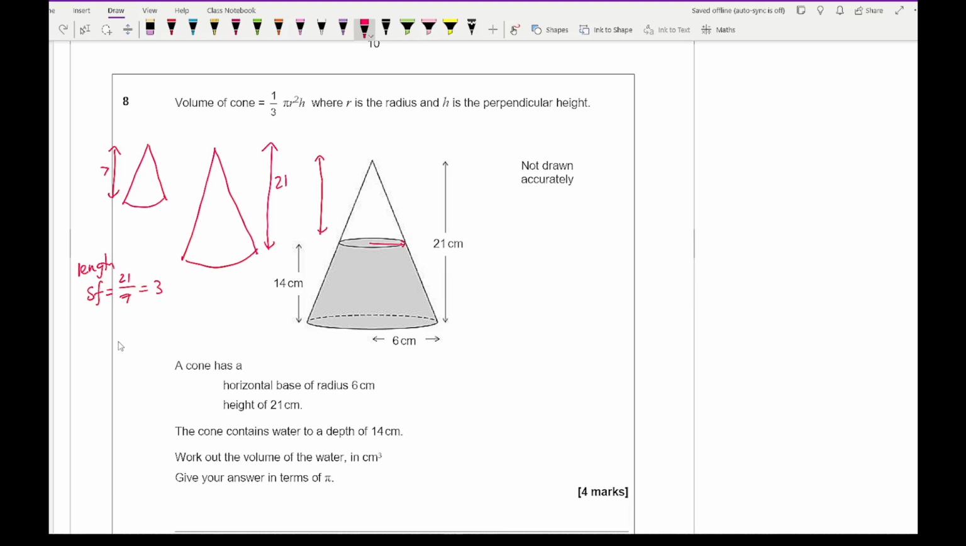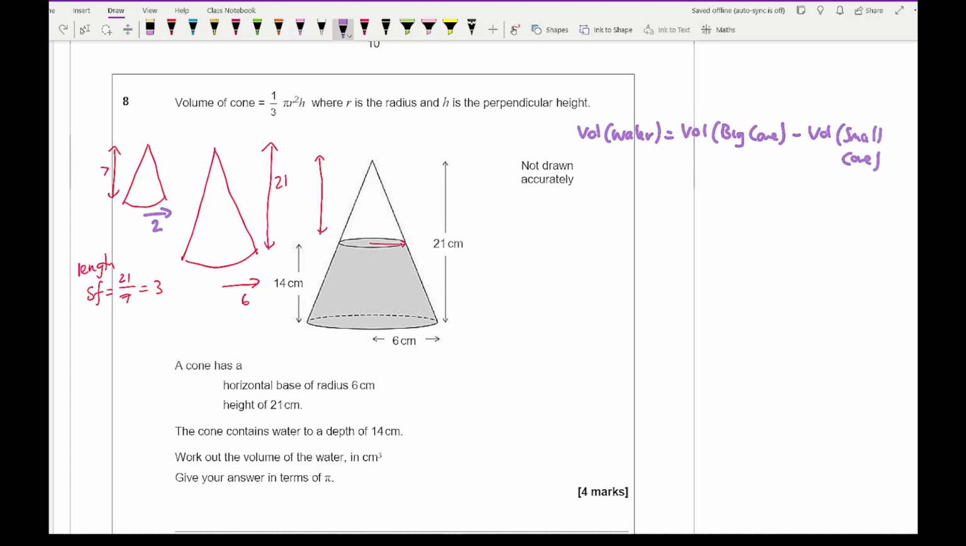If the big cone has a radius of 6, then the small cone is going to have a radius of 2, because the big cone is 3 times larger than the small cone. So from this, I can work out that the volume of the water is going to be equal to the volume of the big cone minus the volume of the small cone.